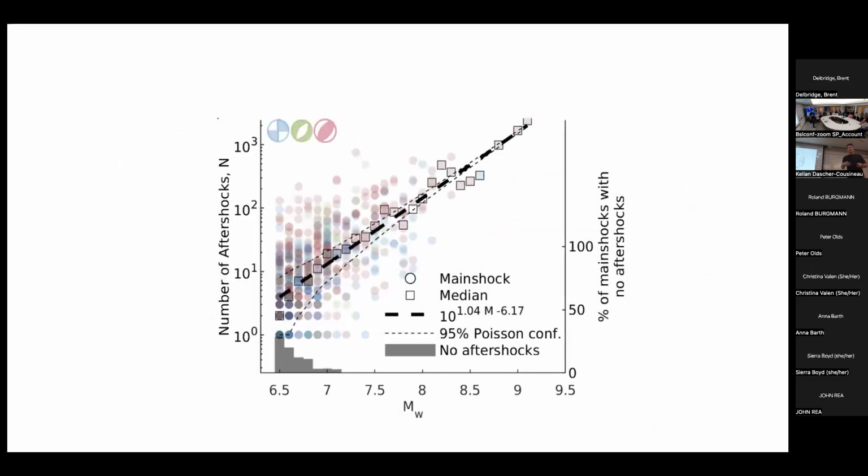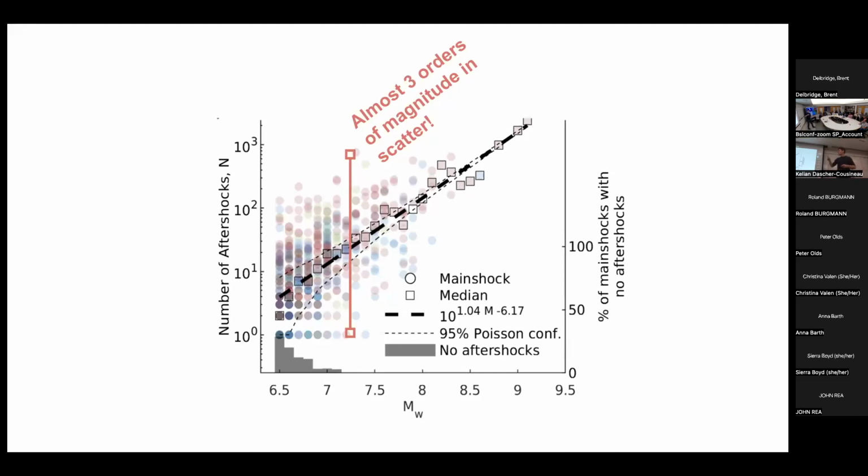However, I want to point out that the data is extremely dispersed. I'm talking about almost 3 orders of magnitude in the scatter around this productivity relationship. That's pretty crazy. And this scatter is even bigger than if you take a very low-information Poisson distribution as your model of the statistics of aftershock productivity. So this is overdispersed, extremely variable around this scaling relationship.